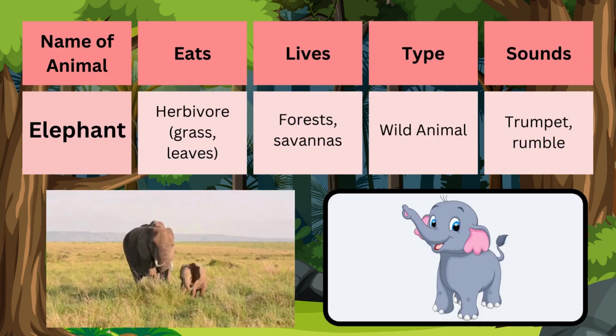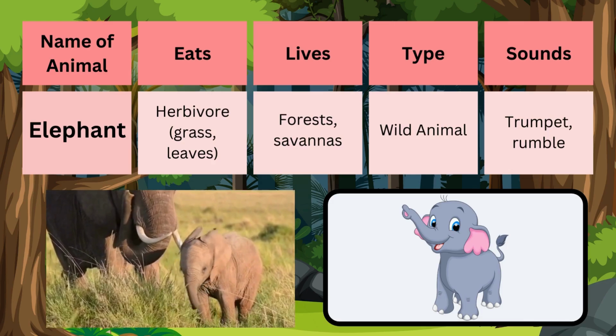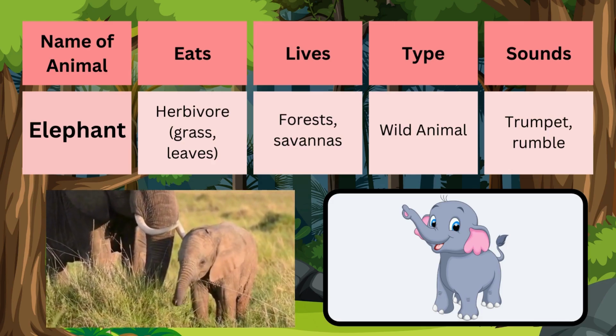Elephant. Elephant eats herbivore grass, leaves. Lives in forests, savannas. Elephant is a wild animal. Sounds.